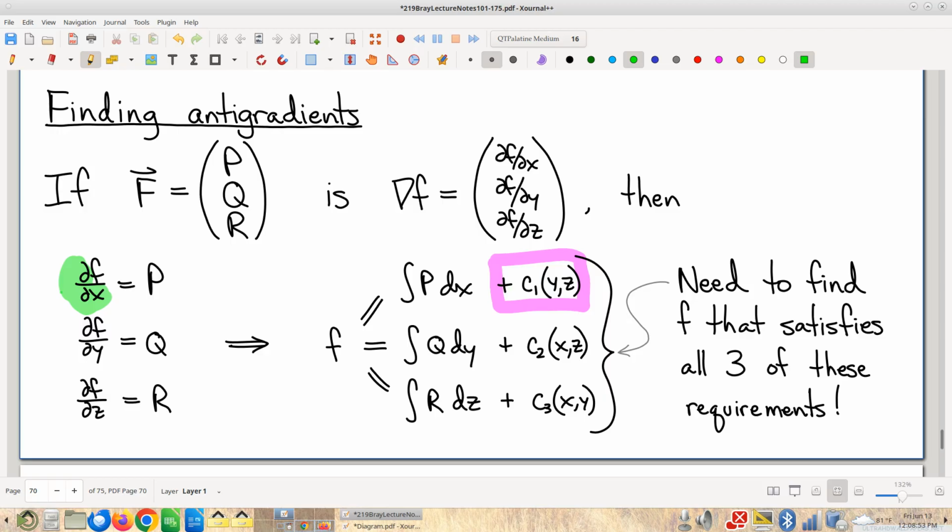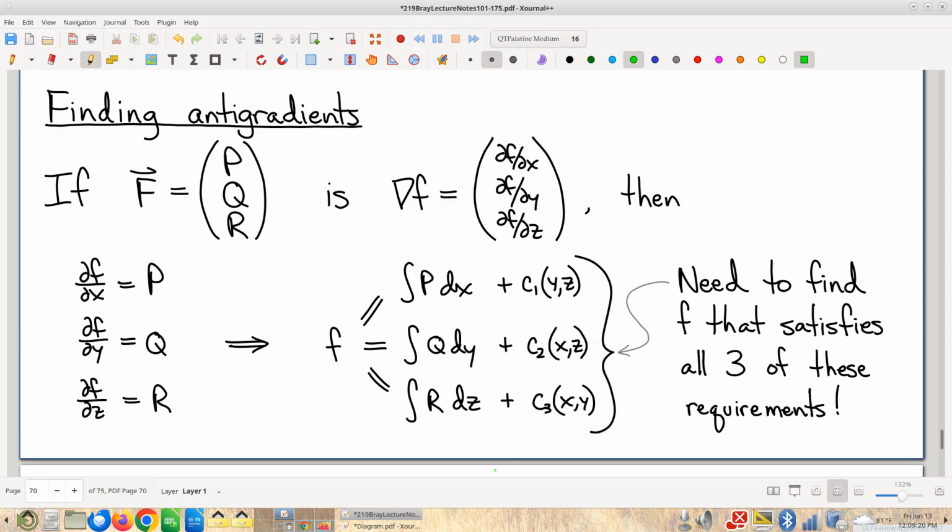So this could be any function of Y and Z. What we call a partial constant. Awkward language. Kind of oxymoron language, right? Partial constant. Kind of constant, but not really. Anyway, that's a term. Any function of Y and Z, and likewise, this can be any function of X and Z, and this can be any function of X and Y.